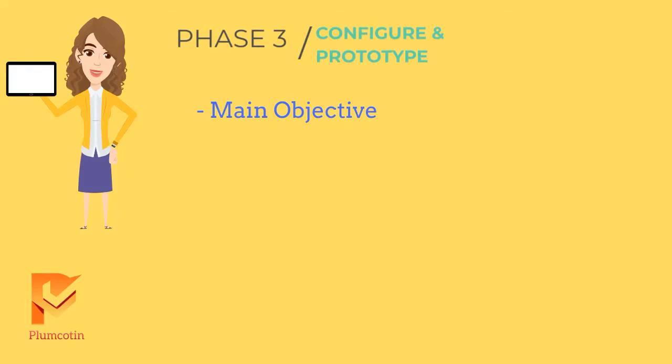Stage 3: Configure and Prototype. Main objective. The configure and prototype stage of the Workday deployment takes the outputs of the architect stage to configure the system, and prototype the in-scope functionality.